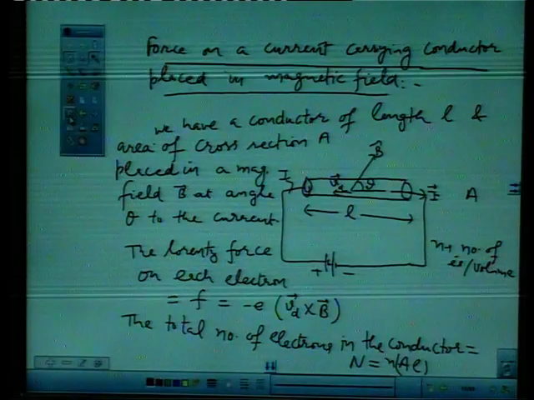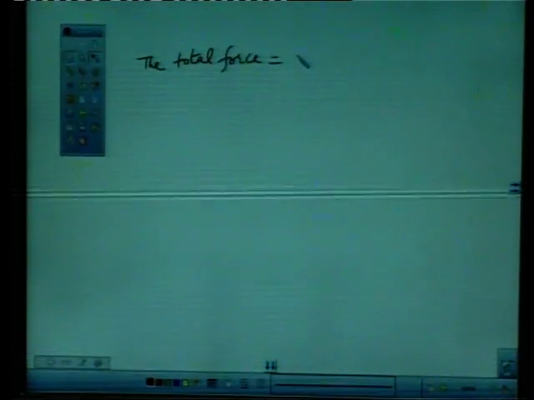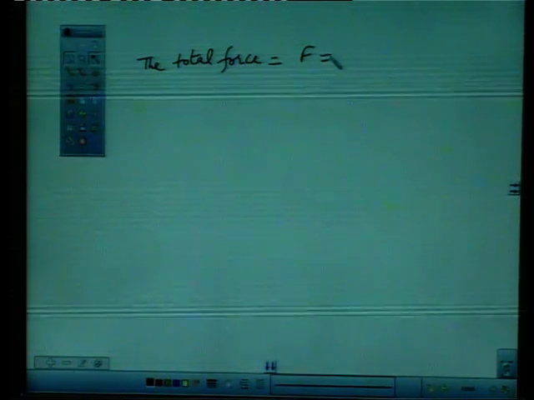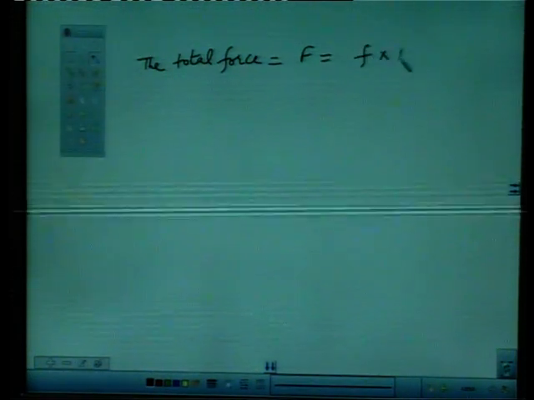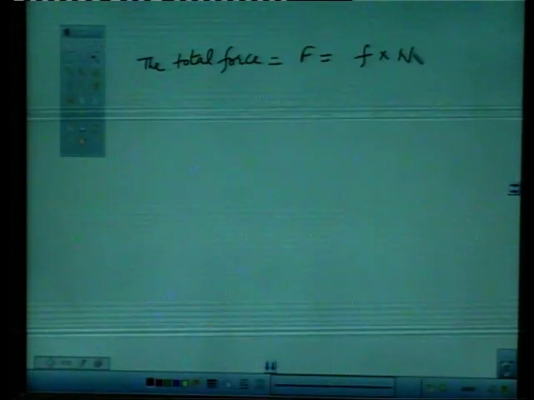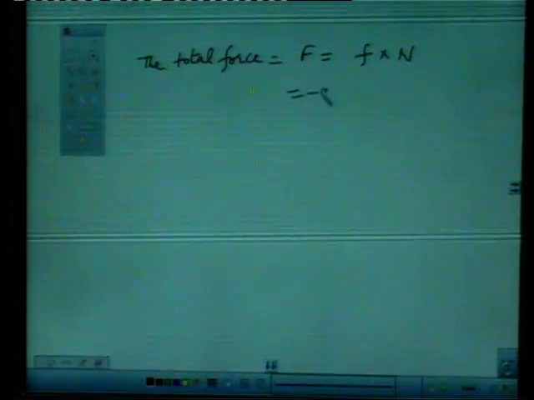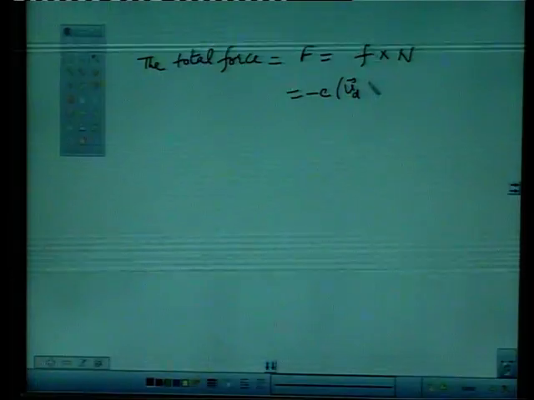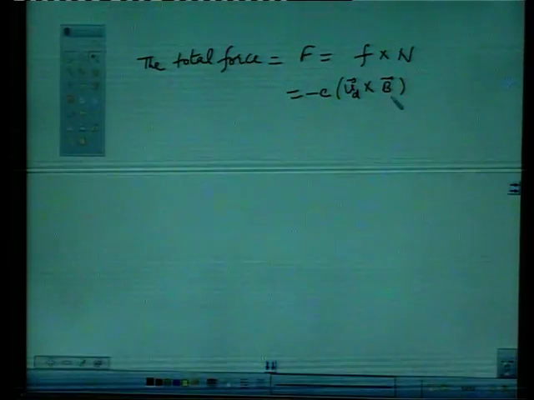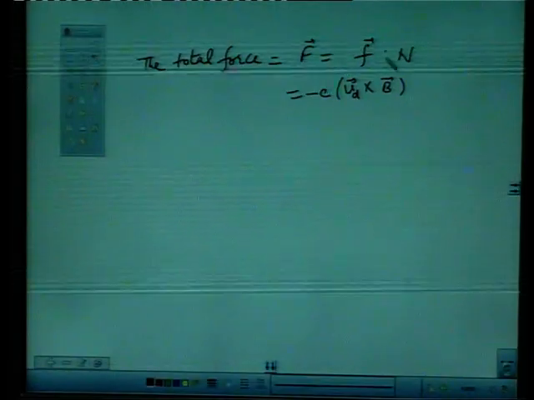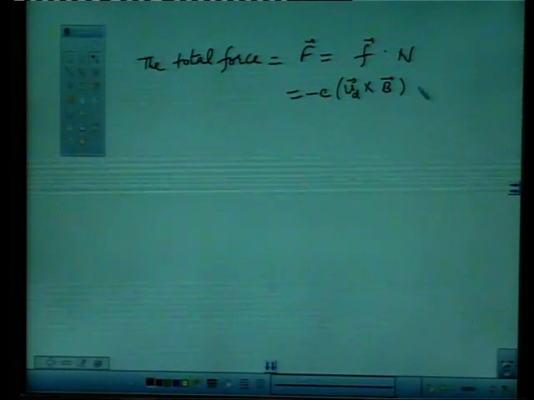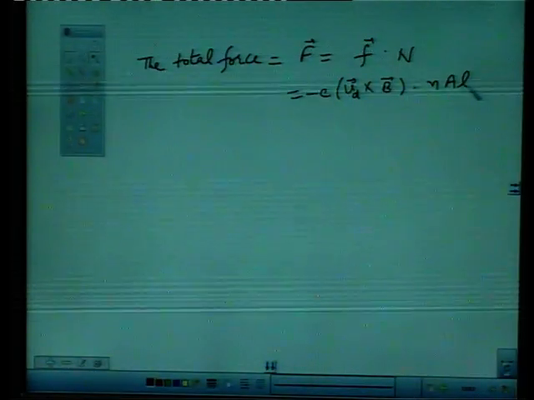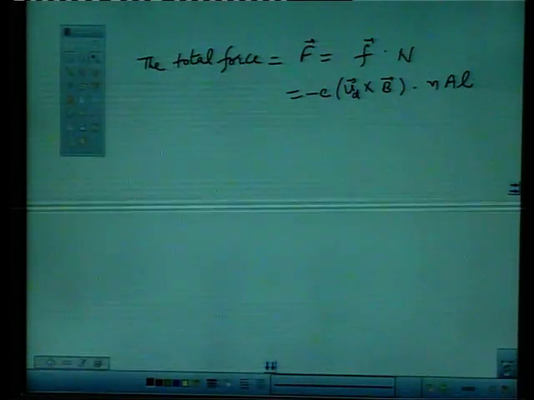Now the total force is equal to capital F. This will be equal to the force on each electron into the total number of electrons N. This is equal to minus e Vd cross B into n A L. So this is the total force.